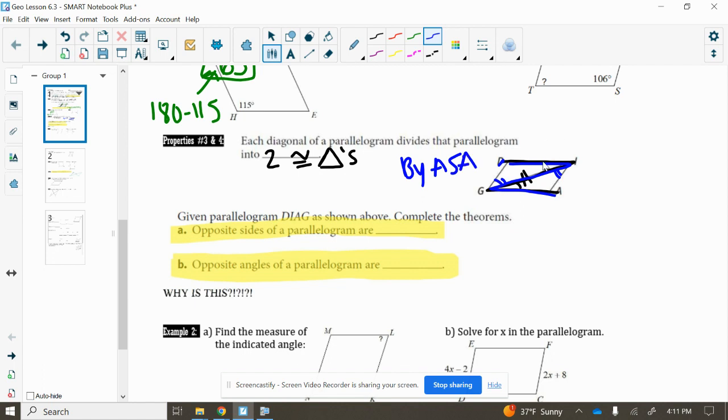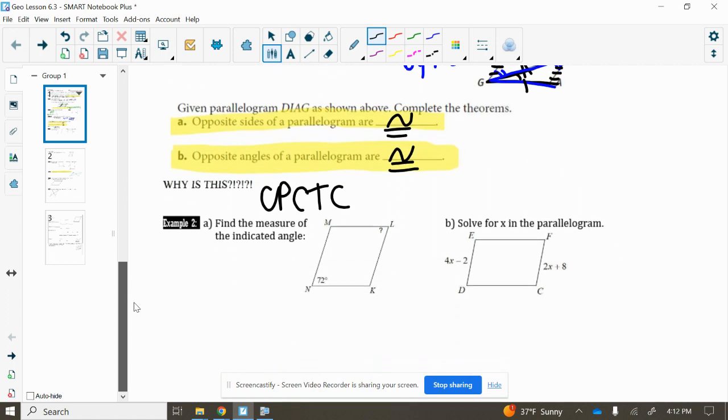Now, that being true is important to us because that also tells us about the corresponding pieces being congruent, that the opposite sides of our parallelogram are going to be congruent and the opposite angles are also going to be congruent. And again, that's because of CPCTC, because we have those congruent triangles, those sides and their opposite side would all be congruent because those are remaining pieces of our triangles. So those are properties 3 and 4.